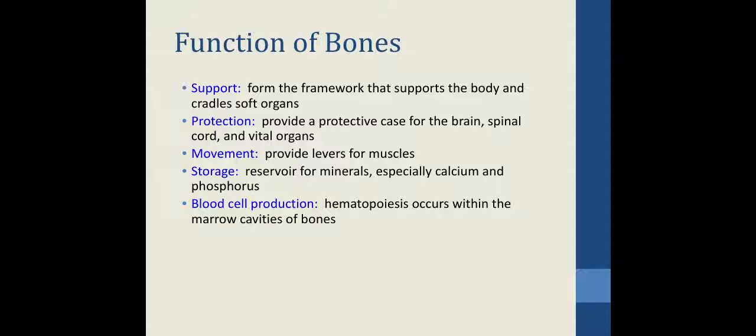They are a source of movement, so they act like levers, and there are different classes of levers. We'll talk about that very briefly. Your book goes into it in much more depth, but these act as levers for muscles to work upon. Their storage, so they're going to be this extra reservoir for minerals like calcium and phosphorus. And they're responsible for blood cell production. So a process that we call hemopoiesis is going to happen in the cavity of the bone, specifically with the bone marrow.